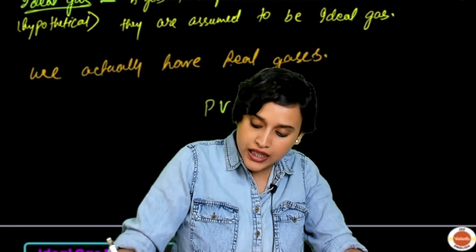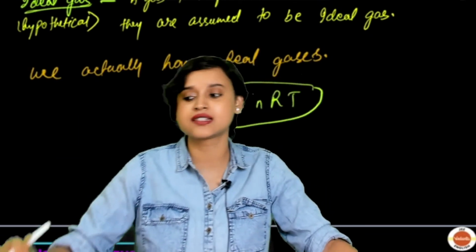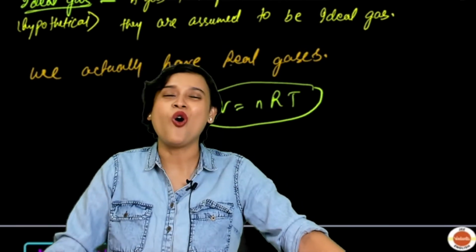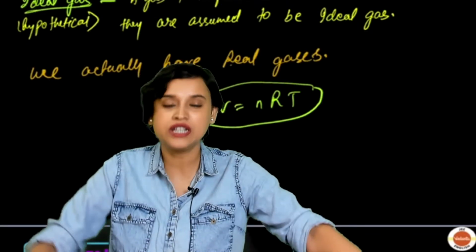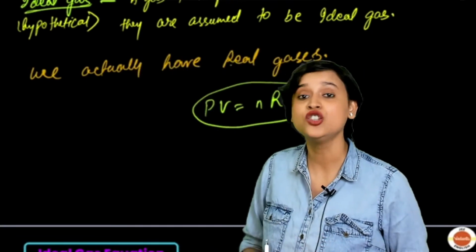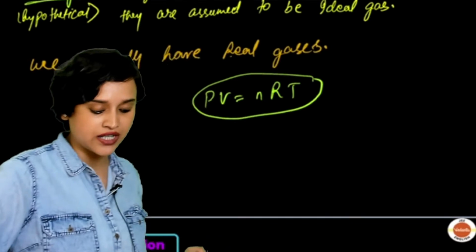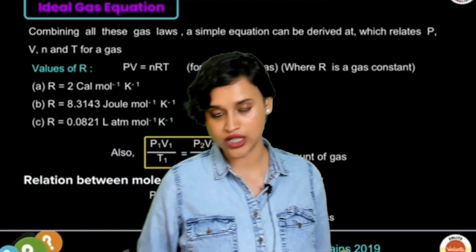basically PV is equal to nRT, and this is the formula which we usually use to solve every problem. Knowing this is very important because this formula is used in many chapters. So do not let go of this. Please do learn this. This is your ideal gas equation, everybody.